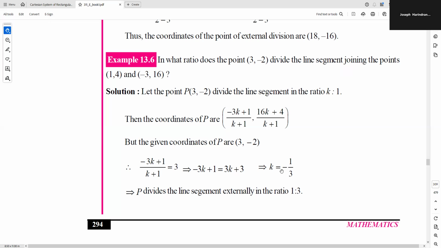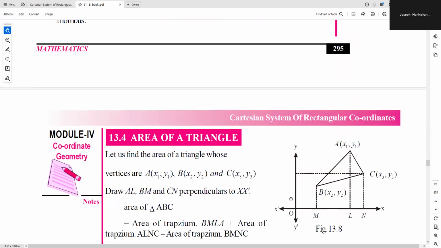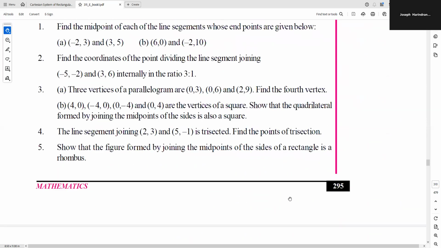If it is positive, it is internal. If the value of k is negative, it's a fraction, of course, 1 is to 3. The numerator is taken as the first coordinate, that is 1 is to 3, externally. The ratio is 1 is to 3 externally. That is the meaning of that. So it is an external point of division. The division is external. You can go through the various problems on the section formula and the midpoint formula.